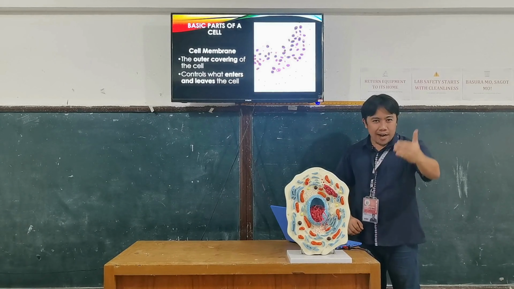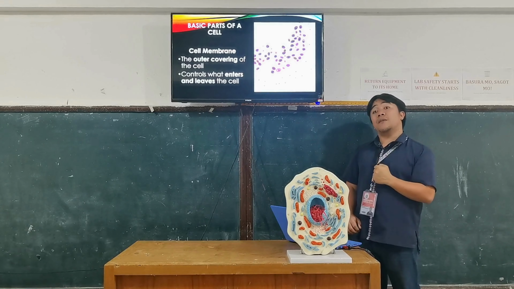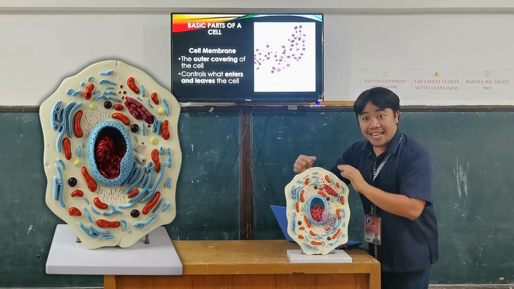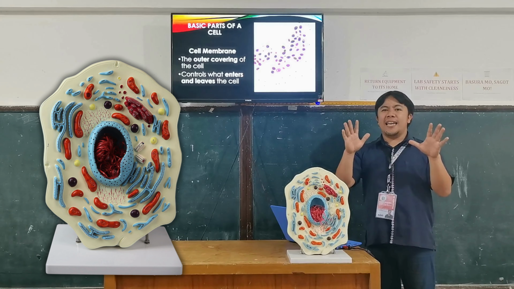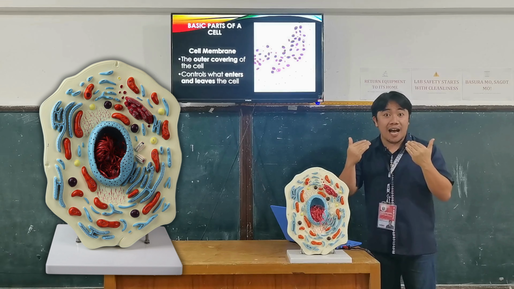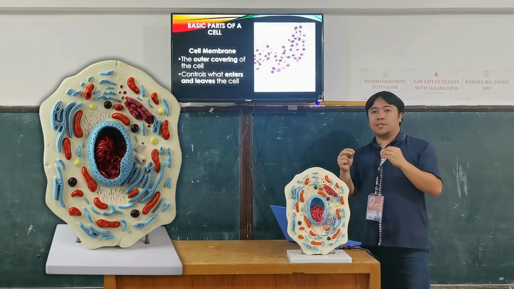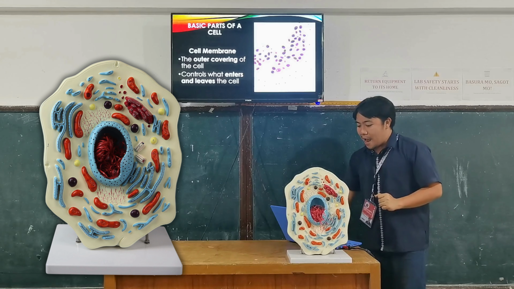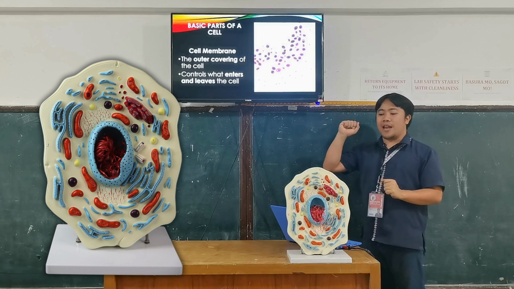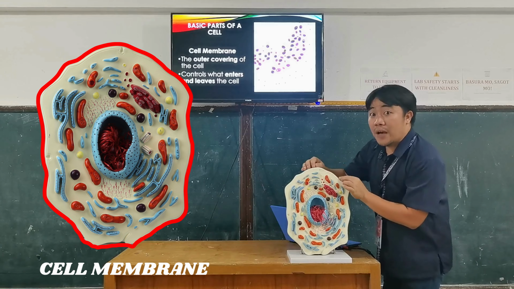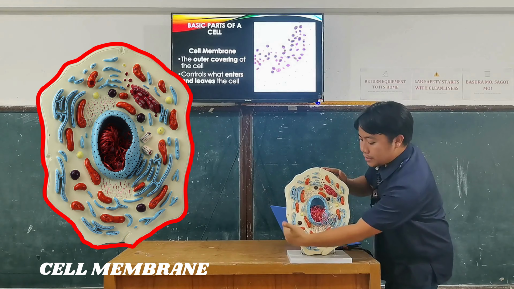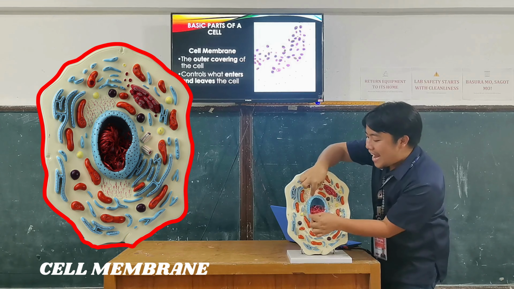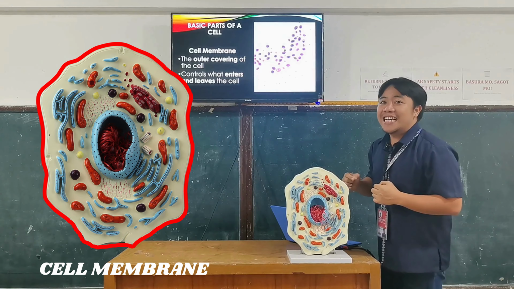Now, let's try to talk about the basic parts of our cell. This is our cell. It looks like this. Cells are very tiny. We cannot see them with our naked eye. We need to use a microscope to look at it, and it will look like this. Okay? Now, we have the cell membrane. It is the covering of our cell. It controls what goes in and out of our cell.